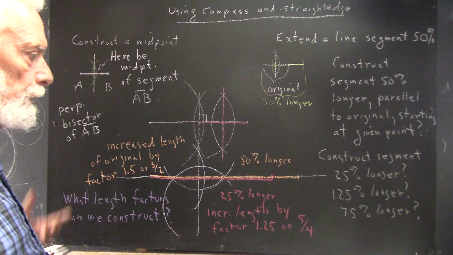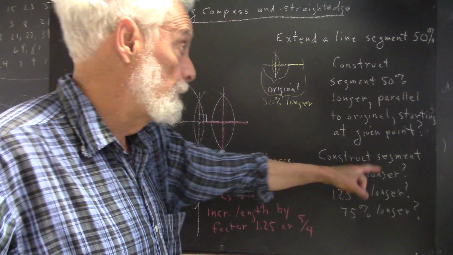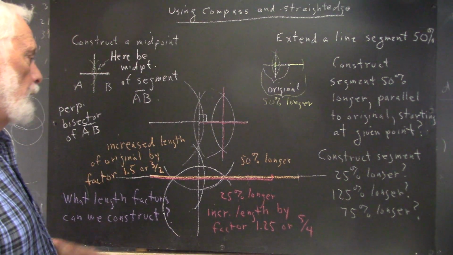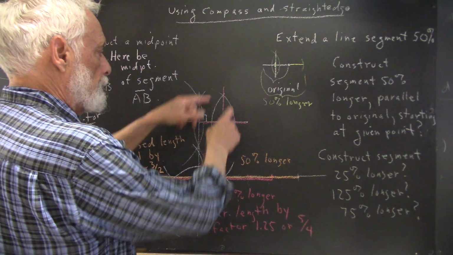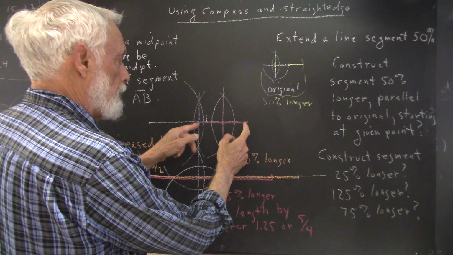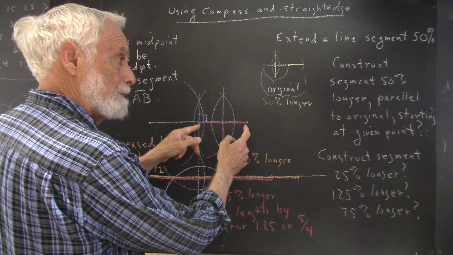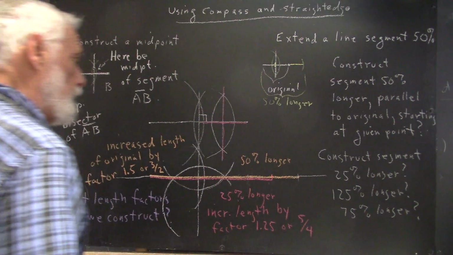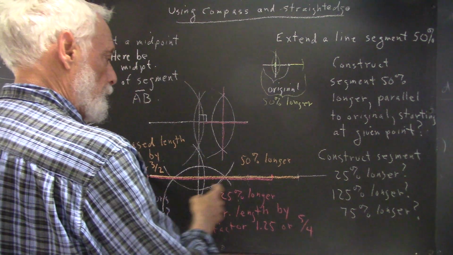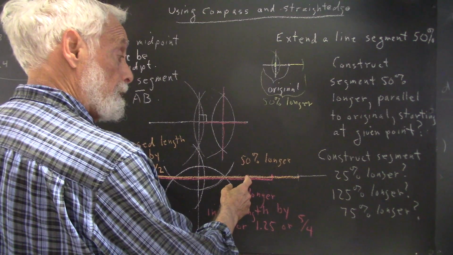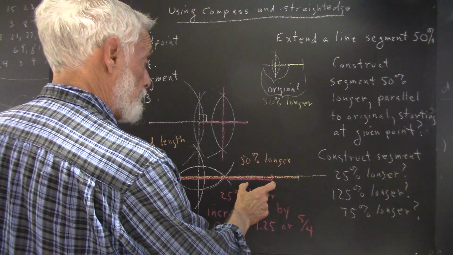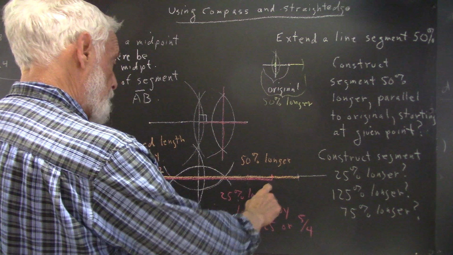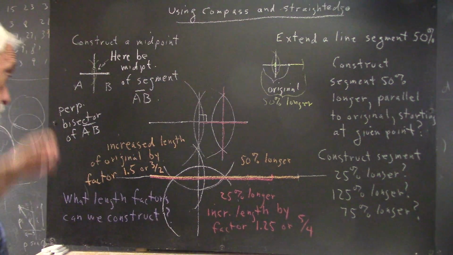Briefly, it's really easy to construct a segment 25% longer than the original. We've already bisected the original, so we proceed to bisect half of the original, which gives us a fourth of the original, or 25%. And then we simply take the original length, which is here, and tack on the additional, and now we have this red segment, which is 25% longer.